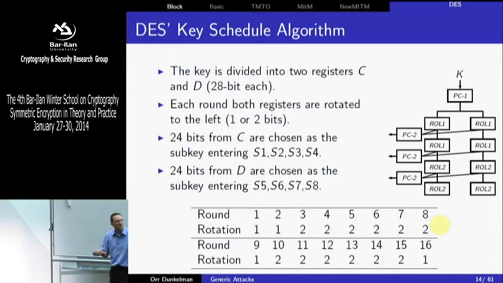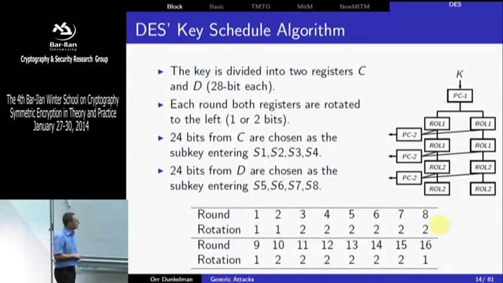28 go to register C, 28 go to register D, 2 registers, C and D. And the following process is repeated. You rotate to the left 1 register and the second one, and then you pick 24 bits out of this 28, and they compose the 48-bit subkey. You rotate to the left again, take 24 bits from here, 24 bits from here, 48 bits, and then you rotate left by 2. In most of the rounds you rotate left by 2, in some of the rounds you rotate left by 1.